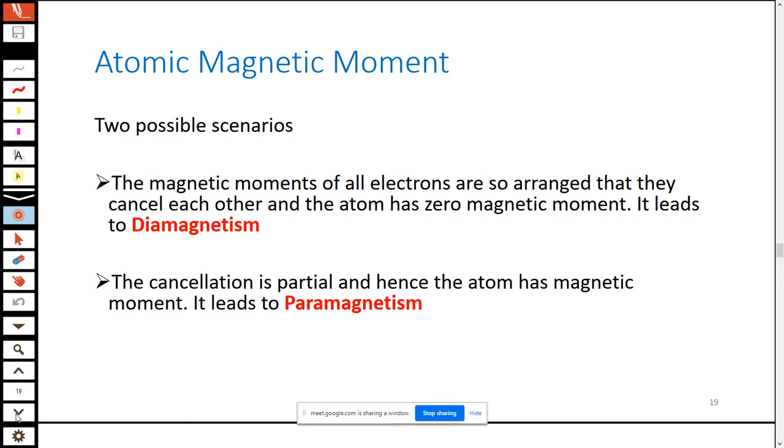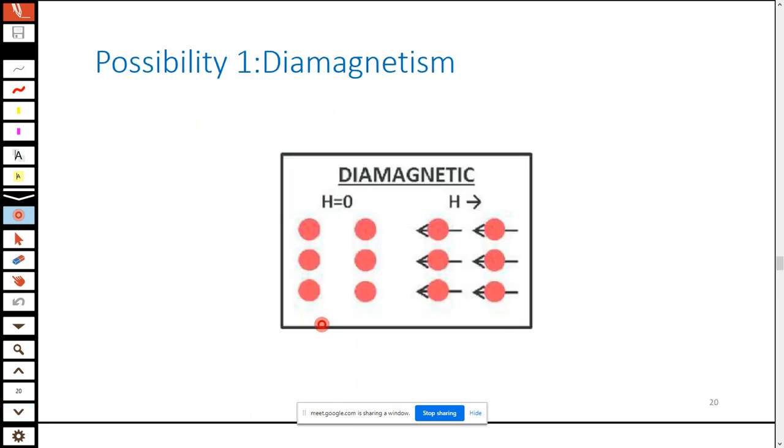So that gave two different possibilities. One is if all the electronic energy levels are completely full, then you will not have any magnetic moment. That gives rise to diamagnetism. The second possibility is that there is a partial cancellation, so you will have a finite magnetic moment, and that gives rise to paramagnetism. We also discussed this diamagnetic part.